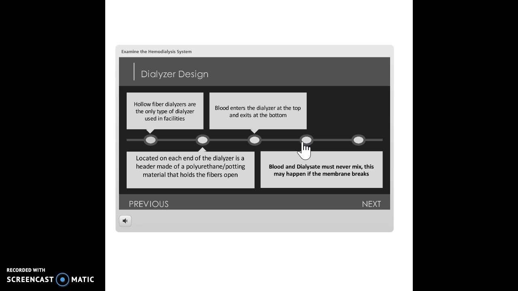Blood and dialysate must never mix. This may happen if the membrane breaks. That's why I mentioned that the dialyzer should never be dropped or shaken. Those membranes could break and then blood and dialysate would mix, causing something called hemolysis, which would then excrete potassium, which could be extremely harmful to the patient. So you'll want to remember this. And then finally, blood and dialysate flow is actually in a countercurrent flow. So the dialysate will flow in the opposite direction of the blood, and that's going to increase diffusion.